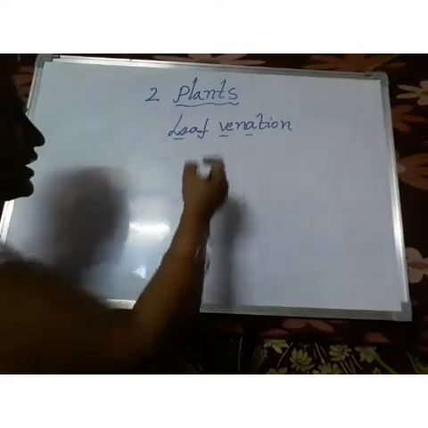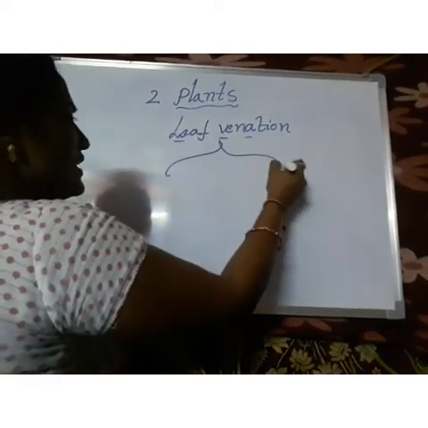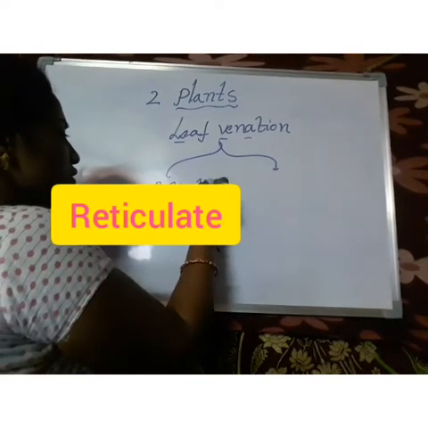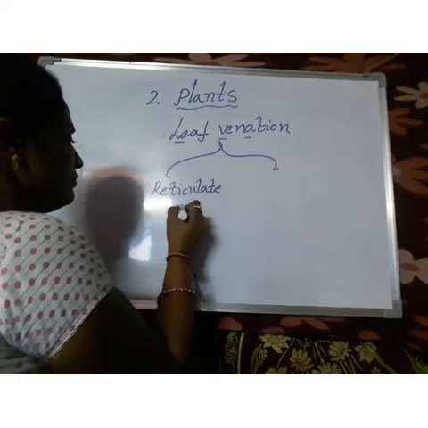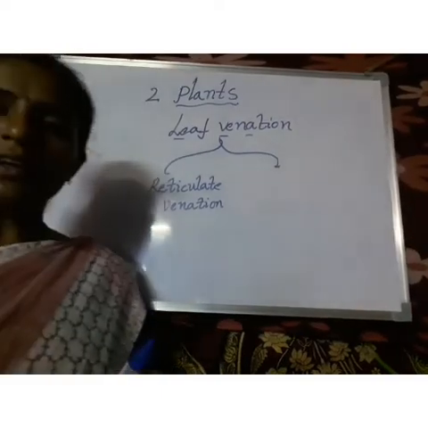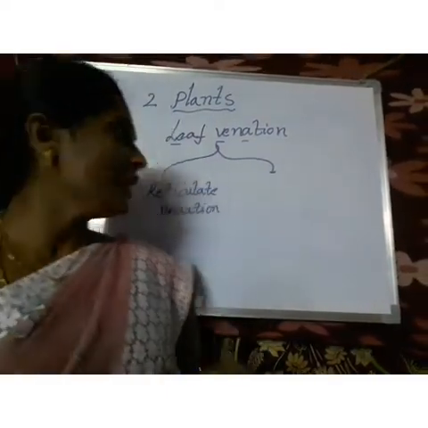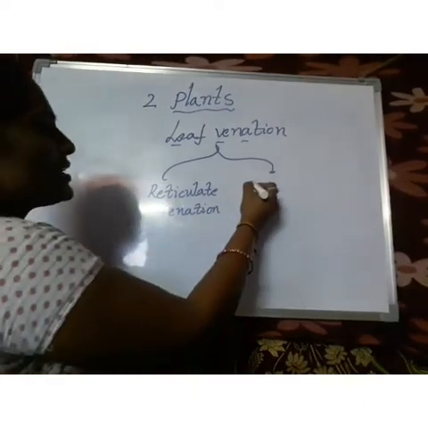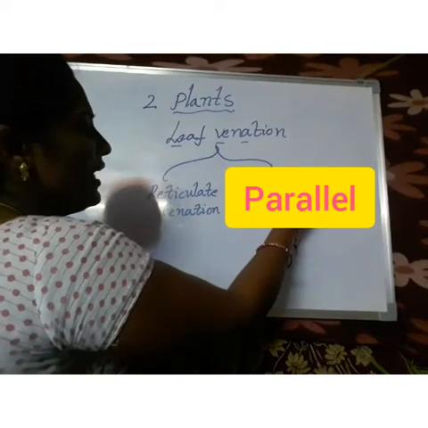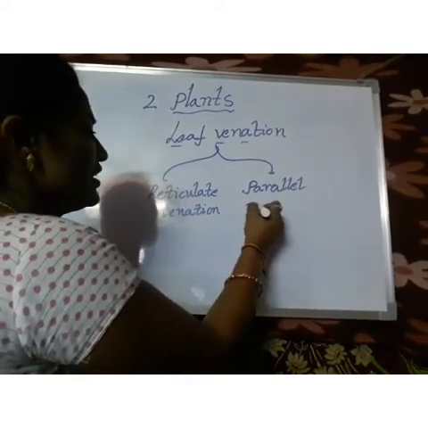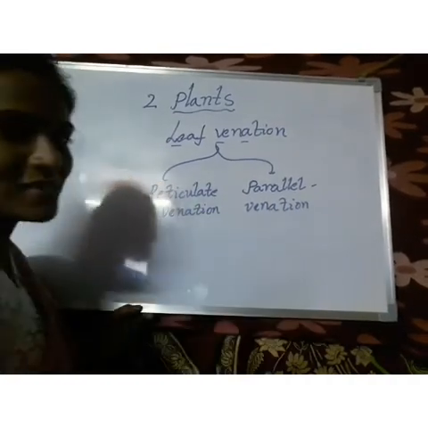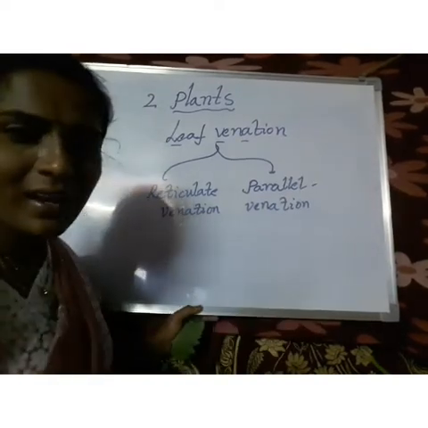Leaf venation is of two types. What are they? The first one is reticulate venation, and the second one is parallel venation. P-A-R-A-L-L-E-L, parallel venation. Already in your math subject you know about parallel lines, which are straight line-like structures only.